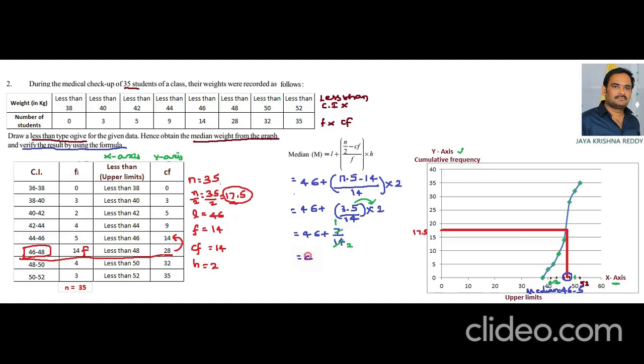So equals 46 plus 1 by 2. 1 by 2 is nothing but 0.5. So 46 plus 0.5 is nothing but 46.5. So this is the median of the given data. The median value we have identified from the graph is 46.5, and the median value by the formula is also 46.5. Both are equal.